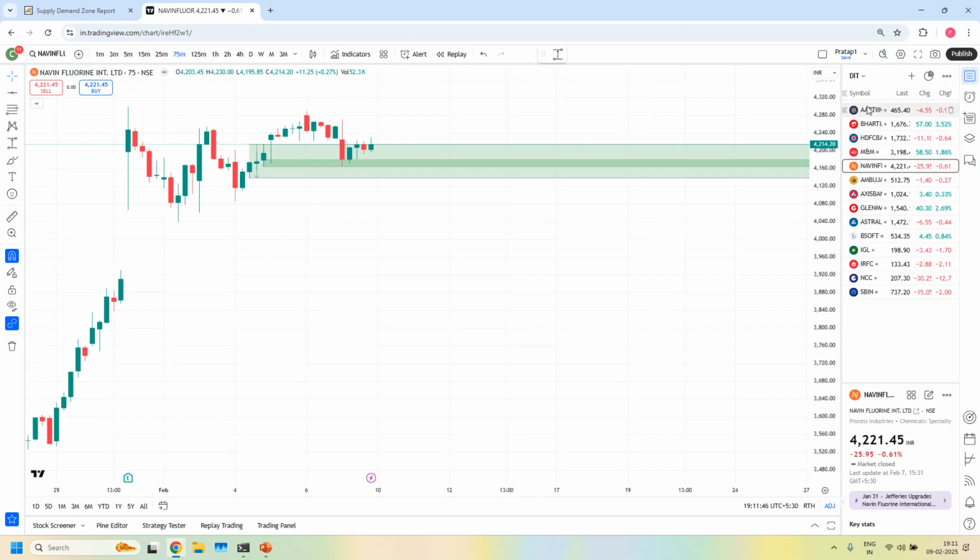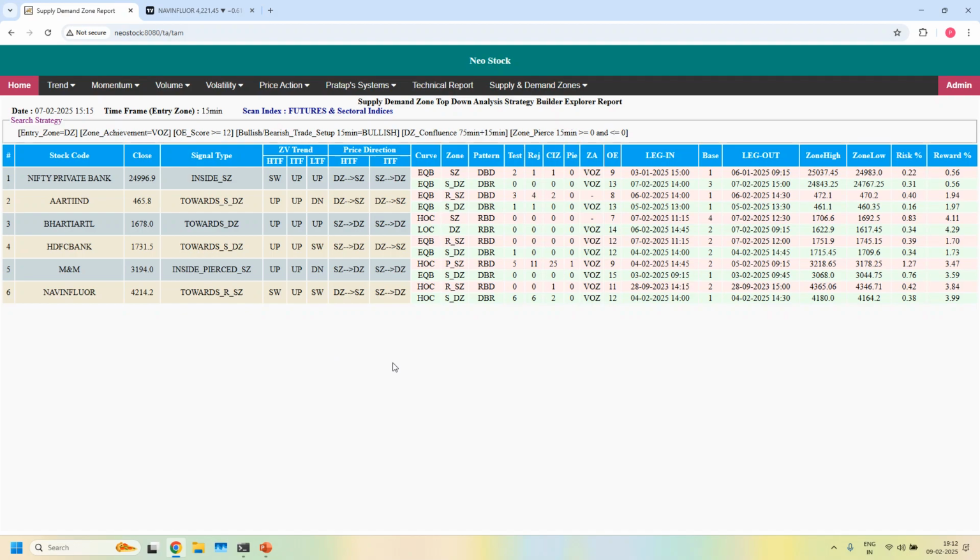See, we have 5 stocks. Look into the first 5: 1, 2, 3, 4, 5. These 5 stocks have LTF and HTF demand zone confluence. But is it good enough? Maybe this is not really good enough. In case we have other high probability supported stocks, even more probability, how do we identify them among these?